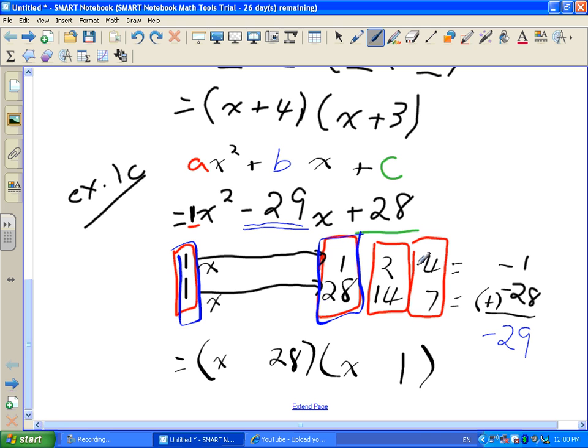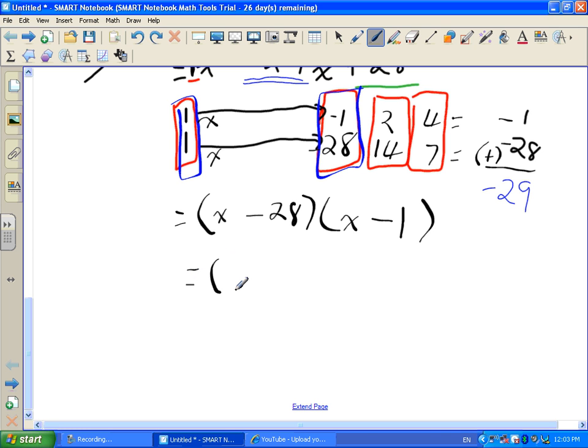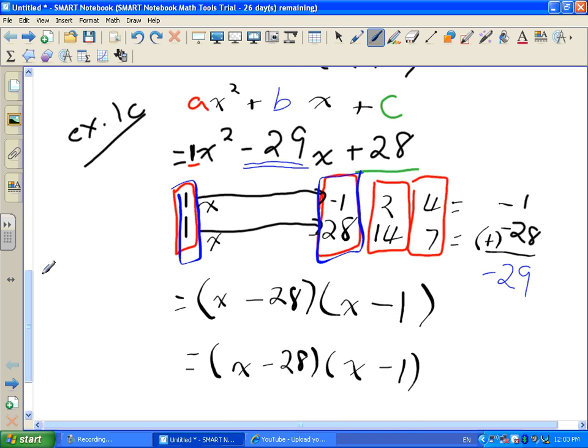So if this was negative 1 and this was negative 28, would they still multiply to make positive 28? Yes. Okay. And if I did 1 times negative 1, would I get negative 1? And 1 times negative 28, would I get negative 28? Yes. So I'm going to turn both these terms into negatives, which means I put a negative in here and a negative in here. So my final answer is exactly what we got there. We have x subtract 28, x subtract 1. And that is our factored form of the expression: brackets x minus 28, brackets x minus 1.